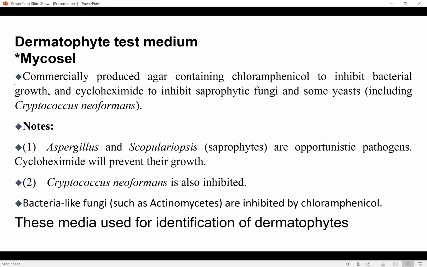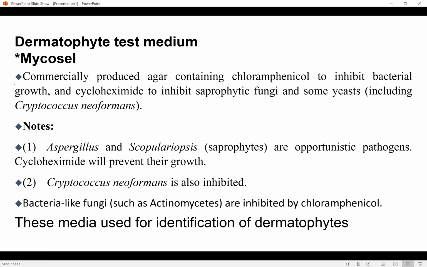So, Mycosel agar is a commercially produced agar that contains the antibiotic chloramphenicol, usually included in the media to inhibit the growth of bacteria, and it also contains cycloheximide to inhibit saprophytic fungi and some yeast, especially Cryptococcus neoformans. So what are we saying here? We could want to culture fungi from the skin.